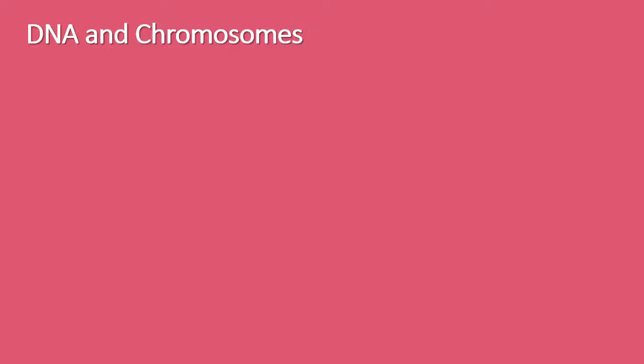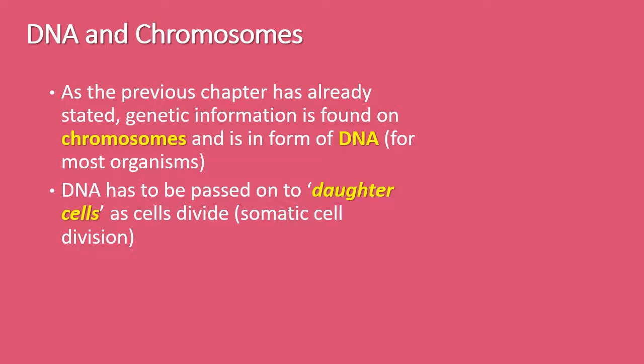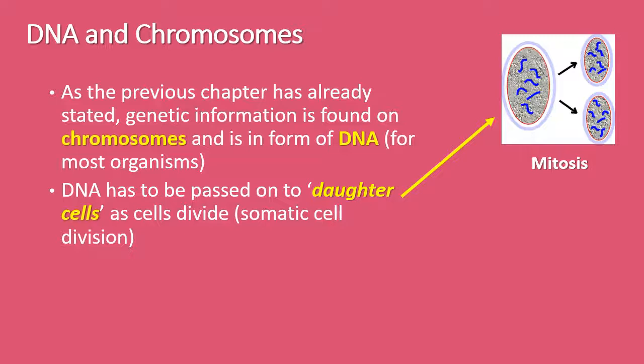So just a little bit of review about DNA and chromosomes. Like we said before, we now know that the genetic information is found on chromosomes and is in the form of DNA. And of course we know that that DNA has to be passed on to daughter cells through the process of cell division. The two ways that we do that are through mitosis, which is the division of somatic cells, or everyday cells, your skin cells and your liver cells and your red blood cells. All those divide through mitosis.